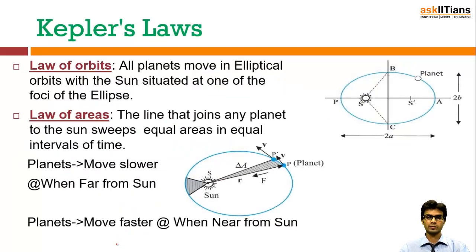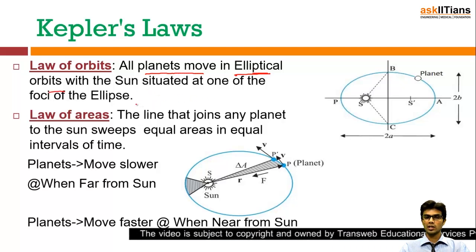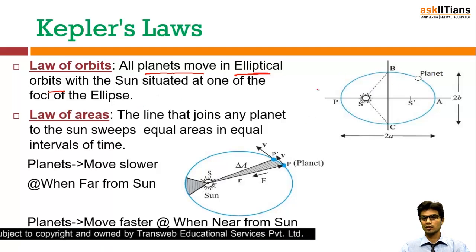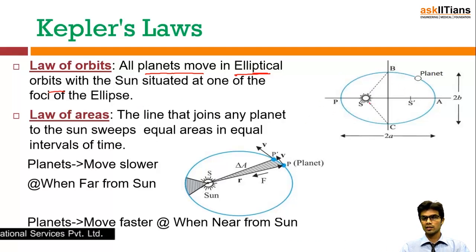Next, Kepler's law. Kepler gave 3 laws. First law is law of orbit. According to Kepler, all planets move in elliptical orbit with the sun situated at one of its focus of the ellipse. This is the ellipse, and this is the semi-major axis A, and this is the semi-minor axis. This is the sun S, and S dash is the other focus.